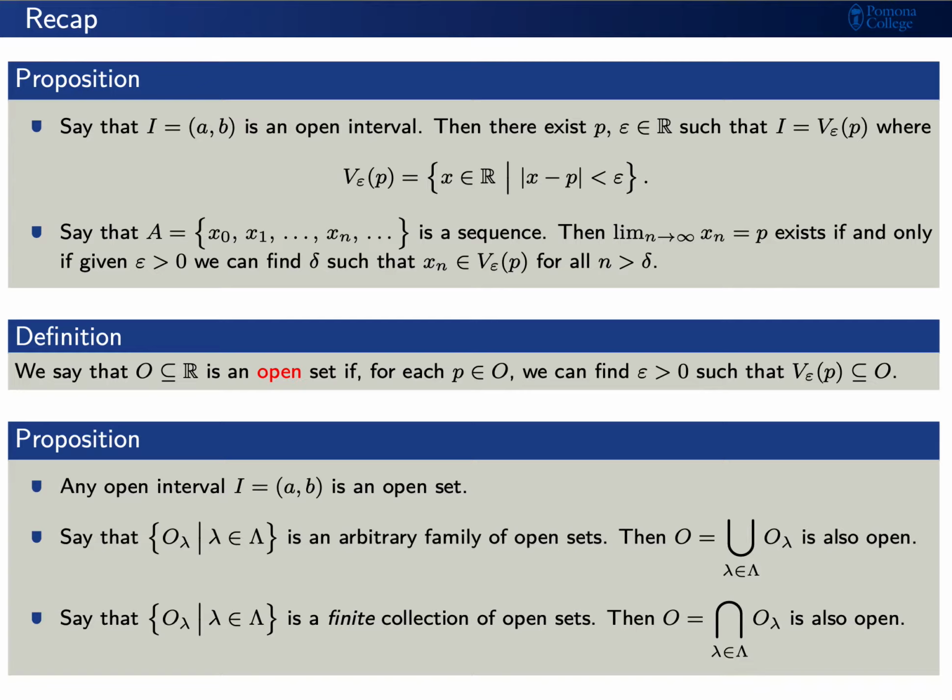We've seen that any open interval I from A to B is an open set. Let's say that O sub lambda is an arbitrary family of open sets for an indexing set capital lambda. Then the union of the O sub lambdas is also an open set. Similarly, let's say that the collection of O sub lambdas is a finite collection of open sets. Then the intersection over the O sub lambdas is also an open set.